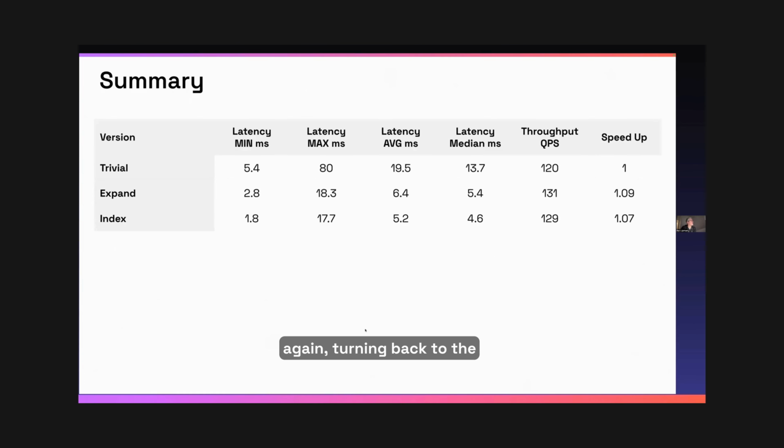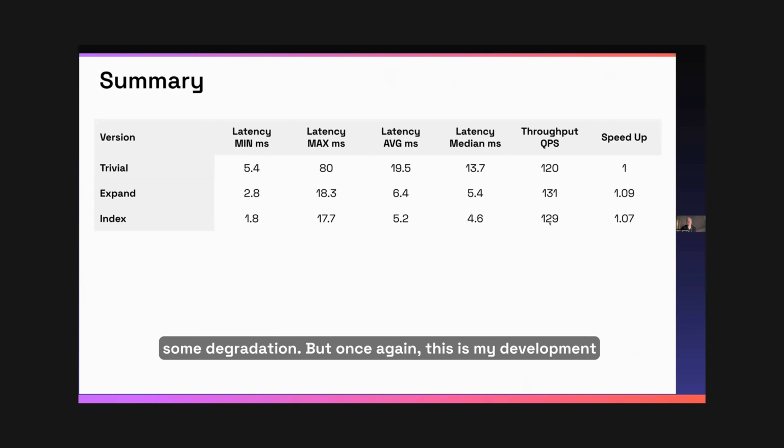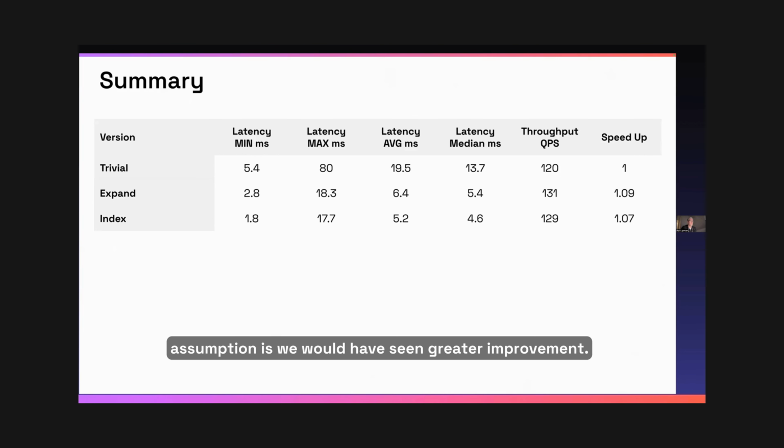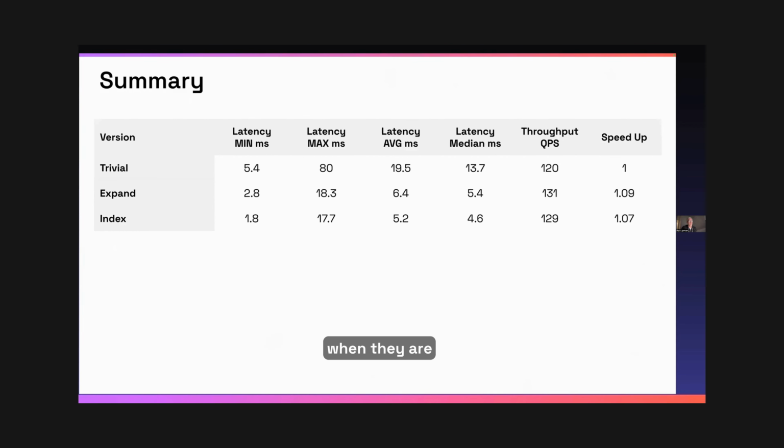Once again, turning back to the summary, we can see, for example, that the minimum latency improved by another millisecond. Median latency also dropped. The throughput didn't really change, maybe some degradation, but once again, this is my development machine, and the dataset is not big enough for all of those changes to show real impact. If we were dealing with huge datasets, then my assumption is we would have seen greater improvement. But still, create indices. This is not to discourage you from creating indices when they are needed.